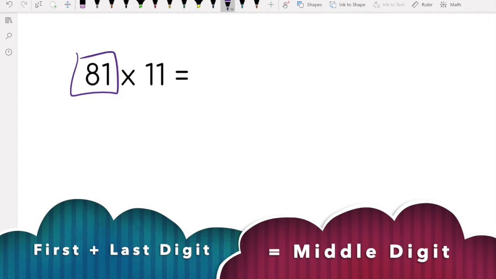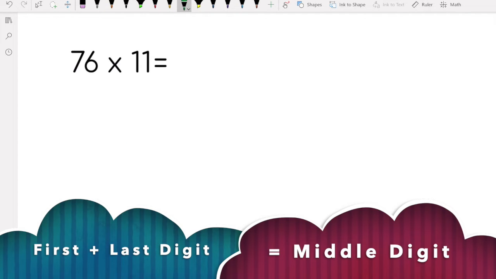Another straightforward one, 81, it's 8 and 1. You add them together, and that's 891.